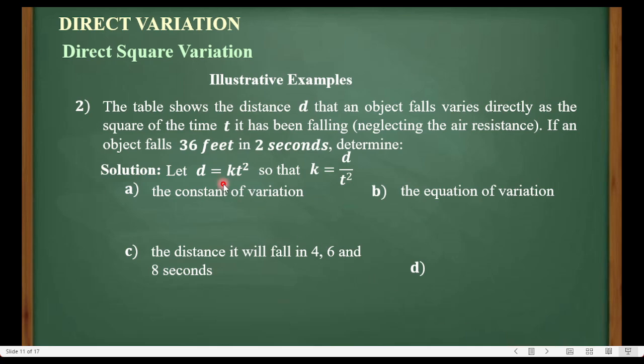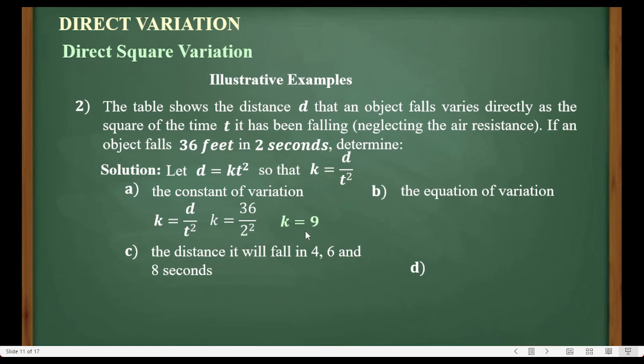Transforming the equation, solving for k, that is equal to d over t squared. Now, for the constant of variation, we use the initial values of d and t. And what are the values? d is 36 and t is 2. If we simplify this, 36 over 4, your k is 9.